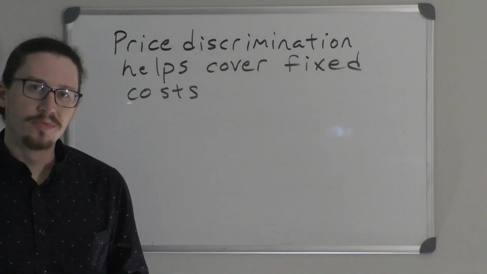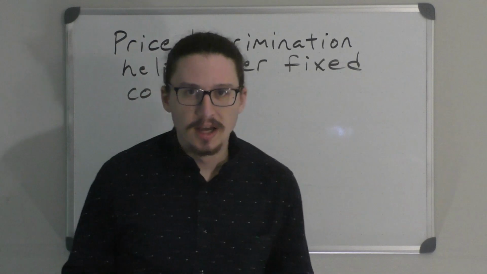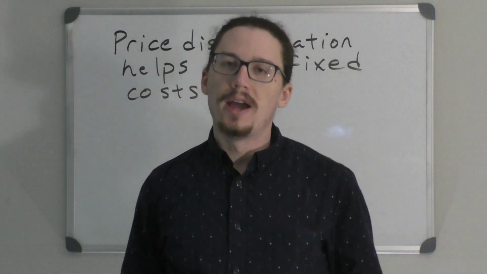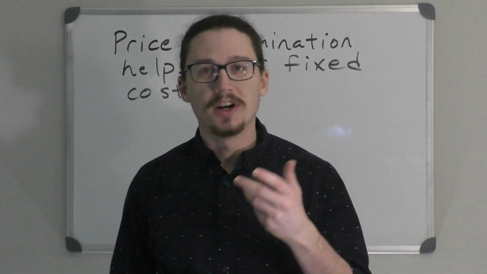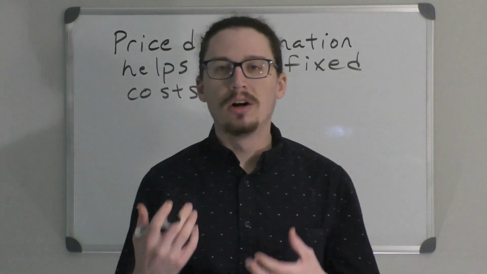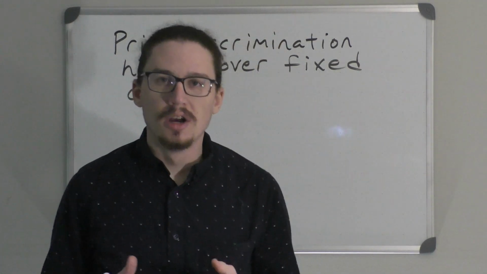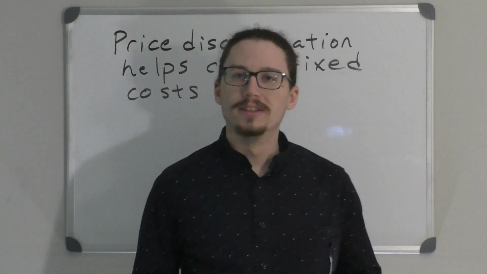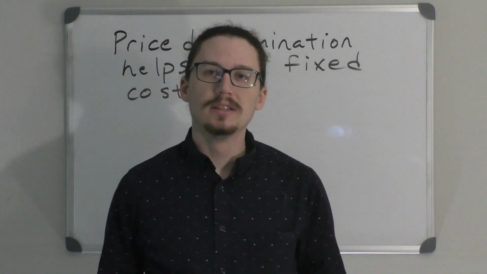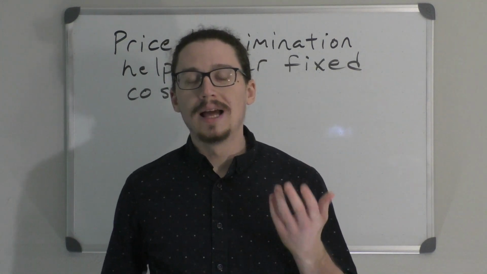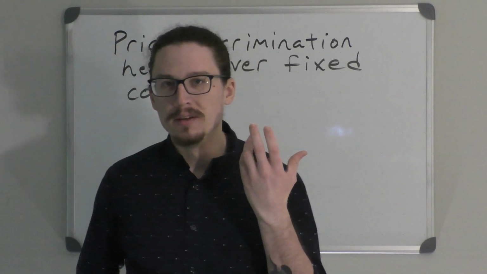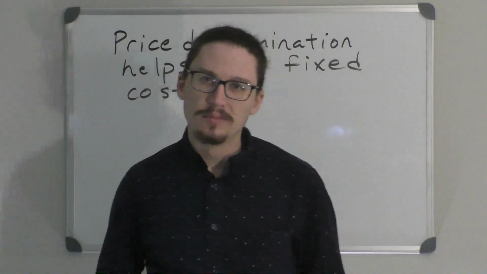One of the benefits of price discrimination is that it can help cover fixed costs. The book poses a great question in that it asks, would you rather have a disease that is very common or a disease that is rare? Although this might seem like a silly question, there is a definitive answer. If you have a common disease, you're much more likely to have treatment available.